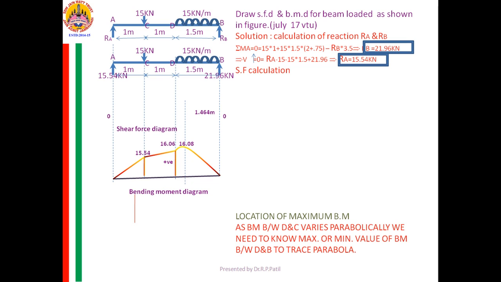You cannot calculate the SF under the point load. What is the reason? SF suddenly changes there. It being the total of vertical forces, wherever a point load is there, SF suddenly changes its value. That is why we are calculating at left and right of the point load.